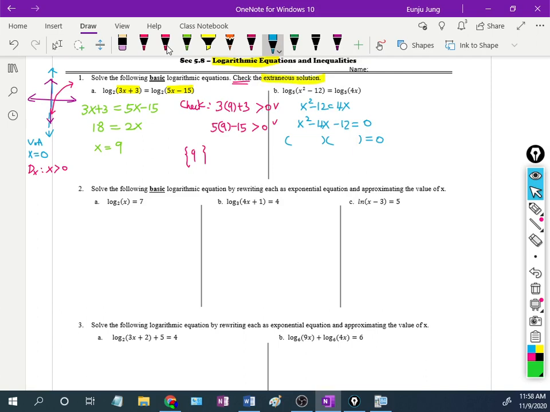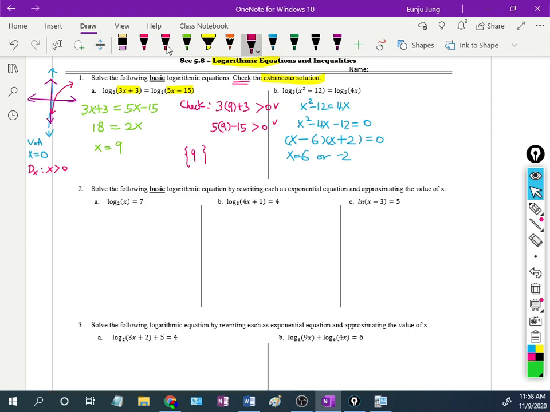What are the factors from this? 6 and 2, with -6 for the higher number. The other one must be on the opposite side, right? So from these 2 factors, what are the solutions? Solutions are 6 or -2. Do I take both of them as solutions or not? So I must check, okay?